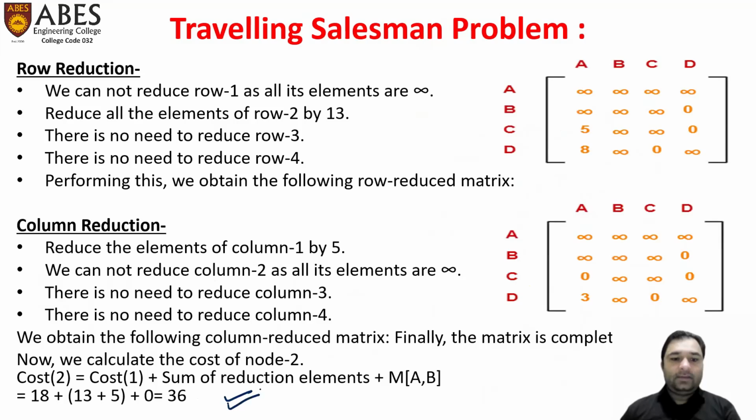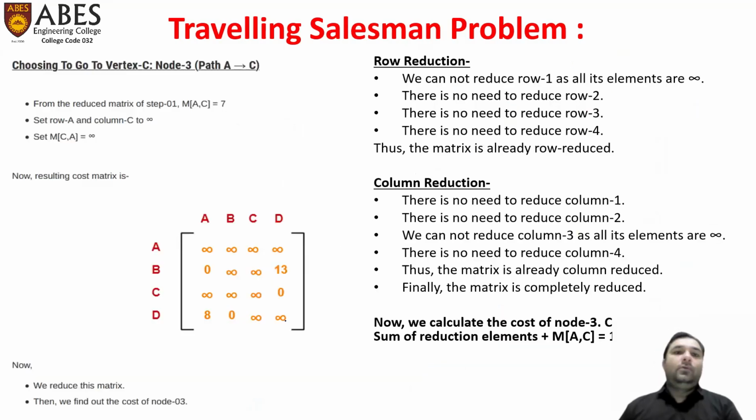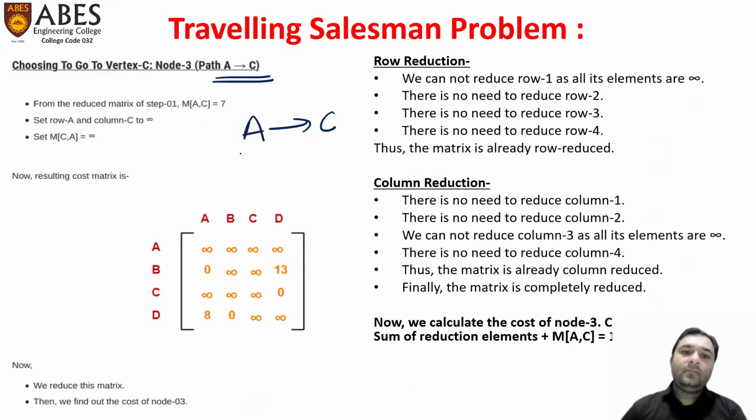We can see this. This was the process of row reduction, and this was the process of column reduction. And where we get a cost? 18. That was the original cost of A. Then this row reduction and column reduction cost is 18, and 0 is what we are carrying from A to B. Now, if we talk about the path from A to C, what will be the thought process? Consider the A matrix.